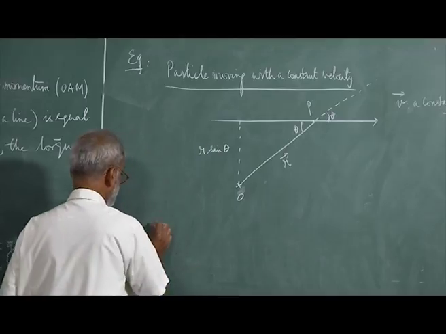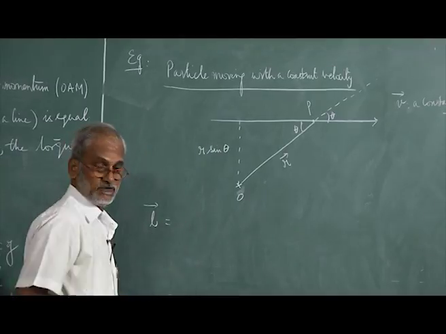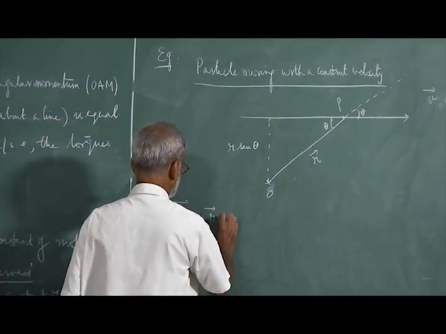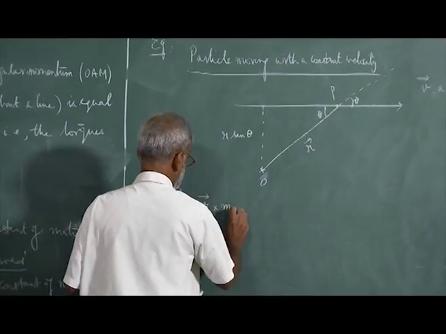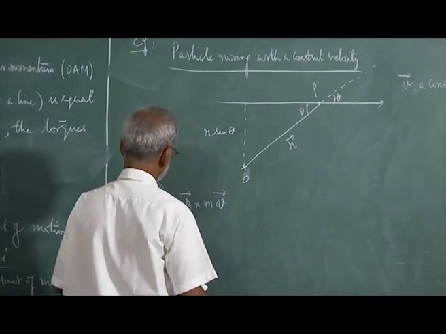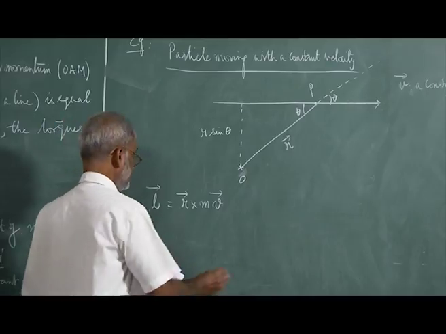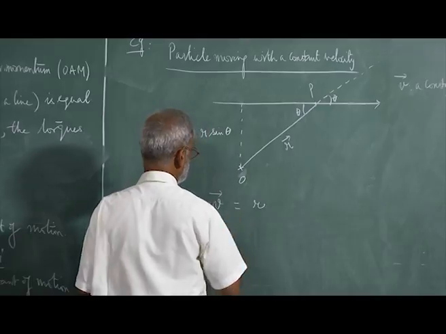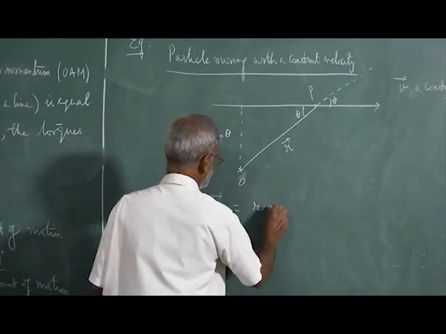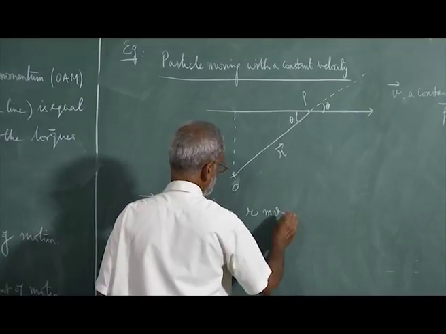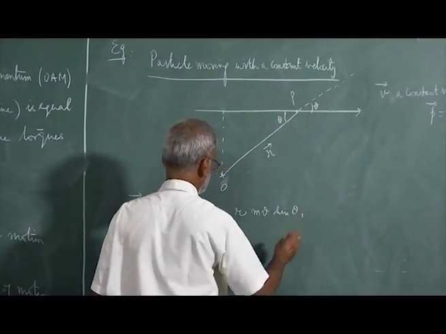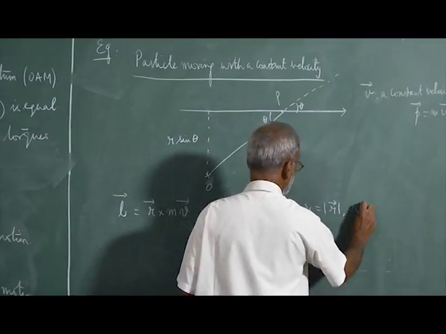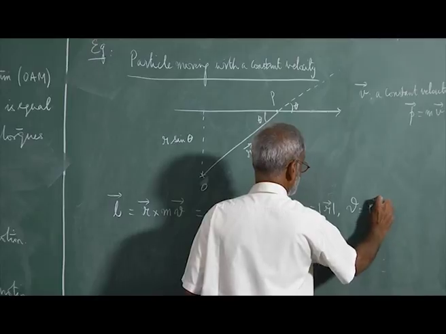Now, I want to calculate L is equal to r crossed with m into v, r cross p. This is by definition what do we have? R, which is the magnitude of vector r, then m into v into sin theta, and you know what is little r? Little r is this quantity, and little v is the magnitude of this vector, is very standard.